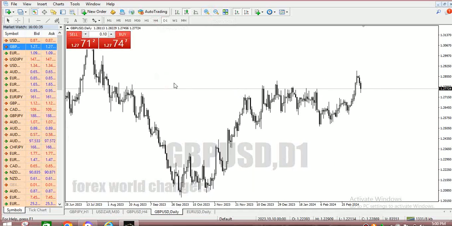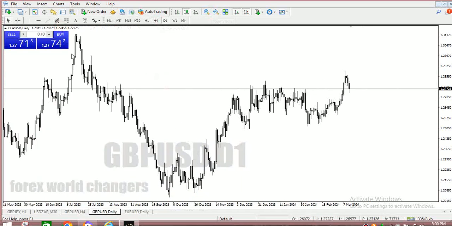So we have another Quasimodo here on the pound against the dollar. So what do we see here? We see a shoulder here. There is a shoulder, and there is the head. There's the head above. So which is the lower low? So this low is not equal to this low.